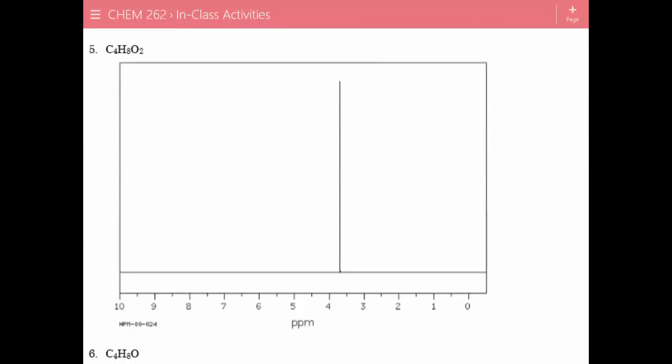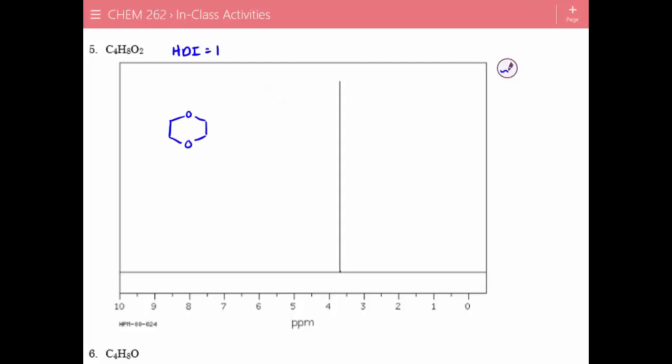The next one, if we do the HDI for it, has an HDI of 1, meaning that it has 1 ring or 1 pi bond. And the tricky thing with this is we only have 1 signal here. So the question is, do we have a pi bond or do we have a ring? In this case, we've got 1 signal, which means that it has high elements of symmetry. And typically when I see very high elements of symmetry, I tend to think of things that are rings. So in this case, we could try a variety of different rings, but let's take a look at this particular ring.